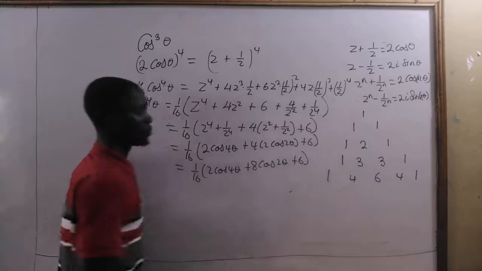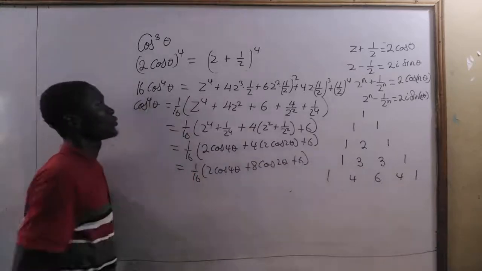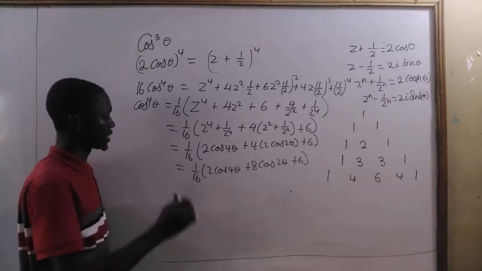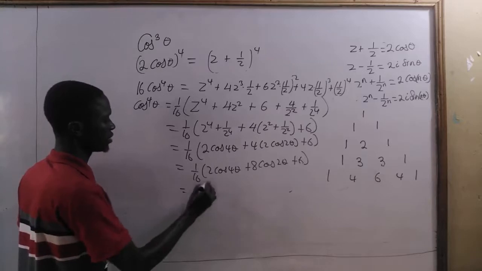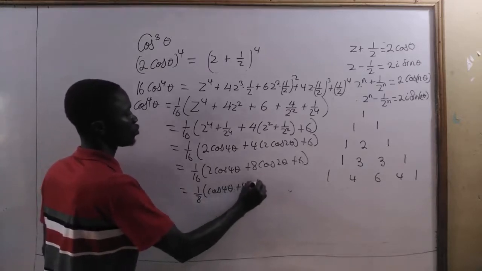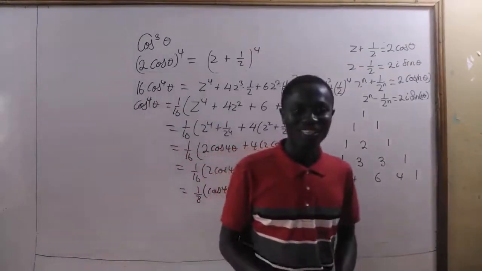And you can multiply 2 by 1 out of 16, or we can factorize 2 out as I did when I was doing the cosine, when I was doing the sum. So this will give us 1 out of 8 cosine of 4 theta plus 4 cosine of 2 theta plus 3. That's our final answer.